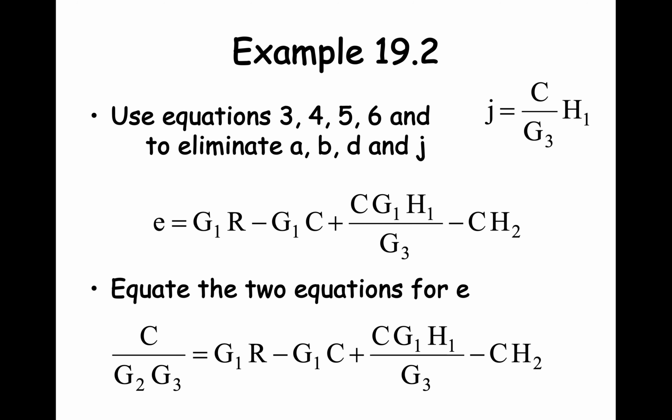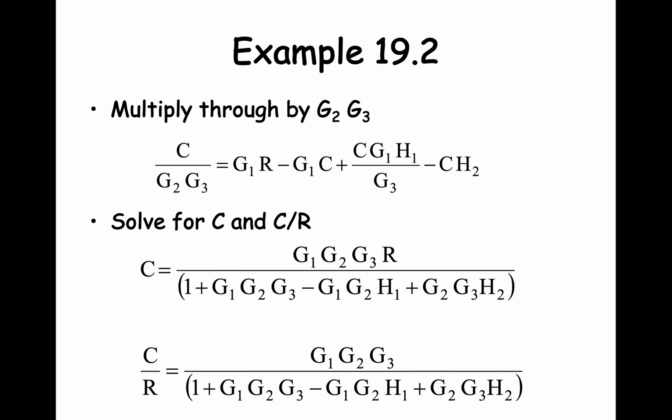The next series of steps use equations 3, 4, 5, 6, and the expression for J we just found to eliminate A, B, D, and J. We end up with another equation for E. E equals G1 times R minus G1 times C plus C times G1 times H1 over G3 minus C times H2. If we equate the two equations for E, we get the expression here.